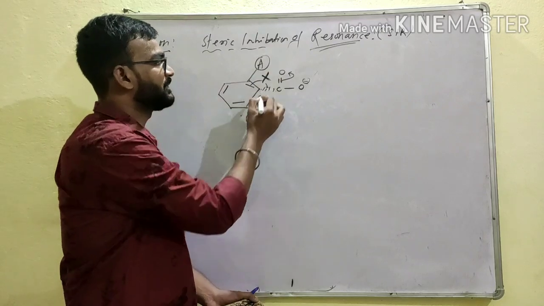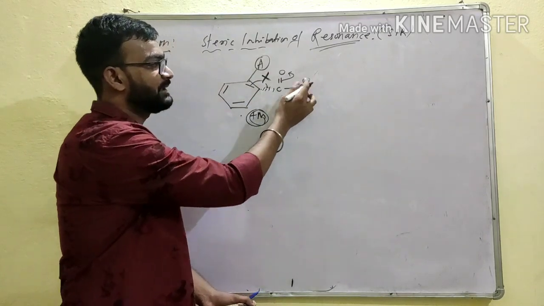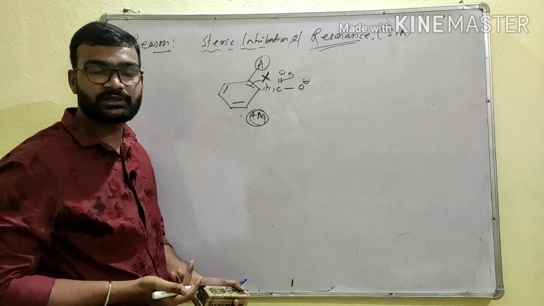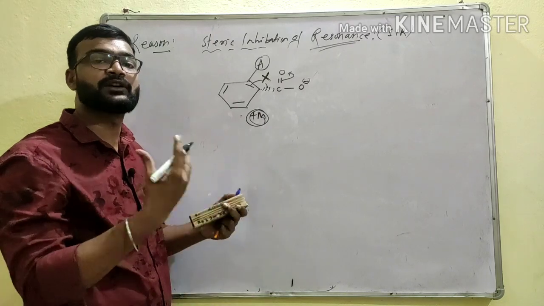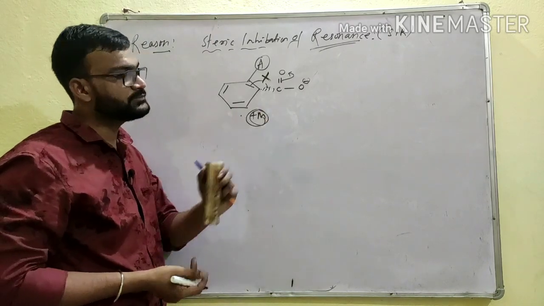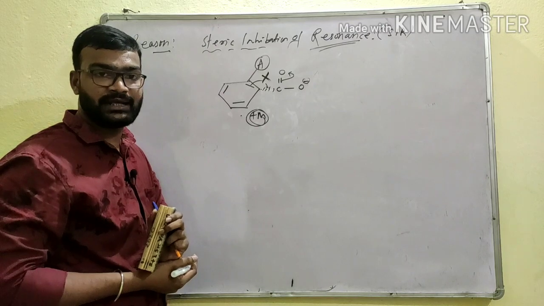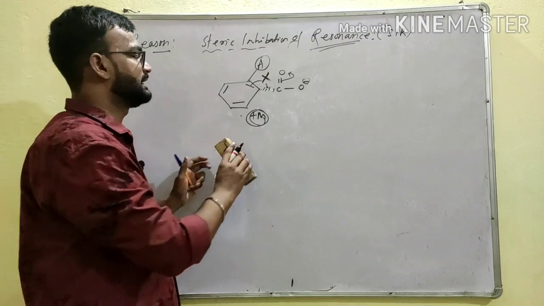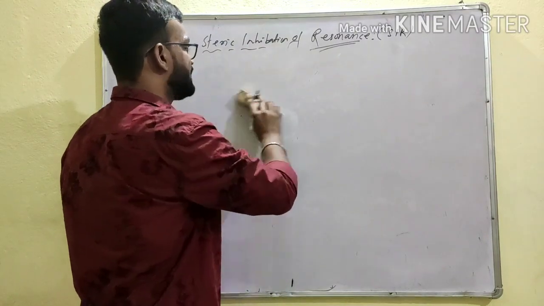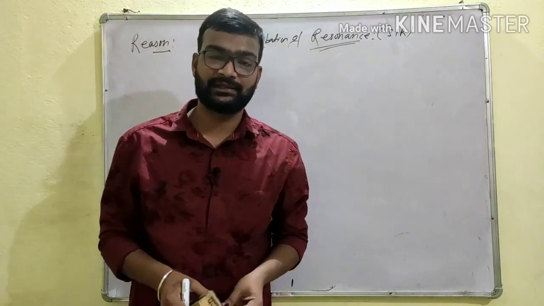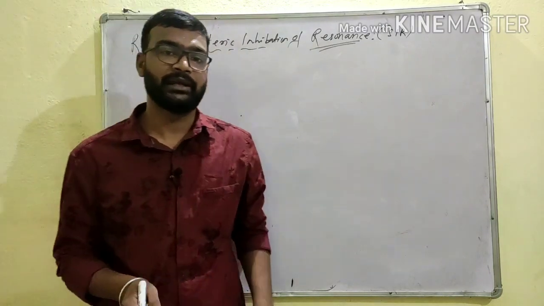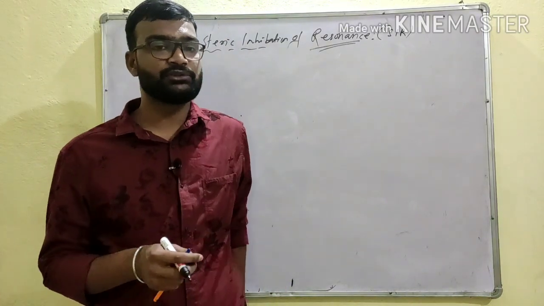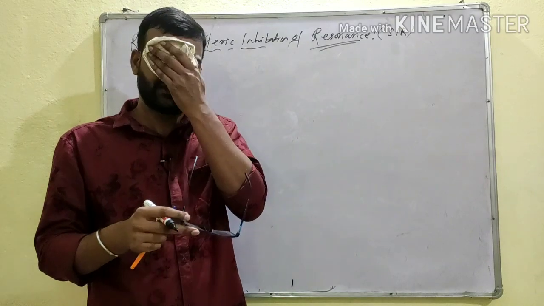So if the +M effect does not occur, then the increase of electron density on oxygen does not happen. So you can somewhat stabilize the benzoate ion as compared to the native benzoate ion. Right, so we can say that ortho substituted benzoic acid is more acidic than the normal benzoic acid. Right, so this is what the ortho effect in benzoic acid is.